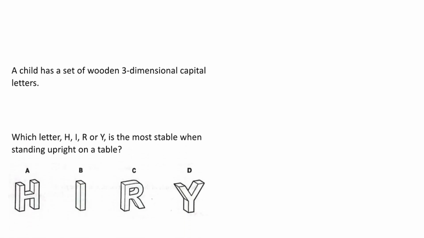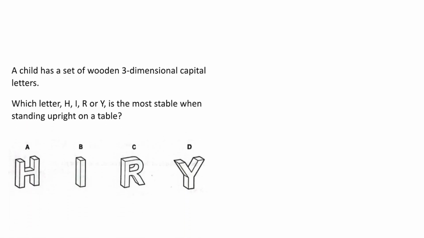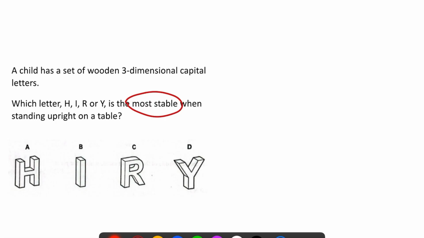A child has a set of wooden 3D capital letters. Which letter is the most stable when standing upright on the table? So the keyword right here is actually most stable. Most stable wise, we are looking at the lowest CG, center of gravity.